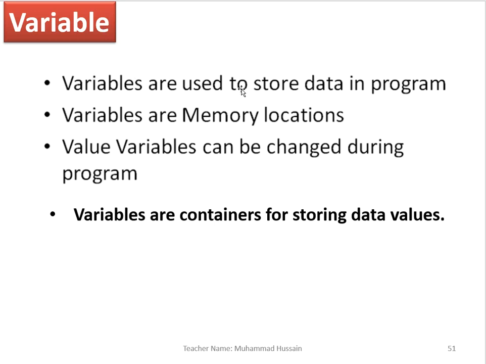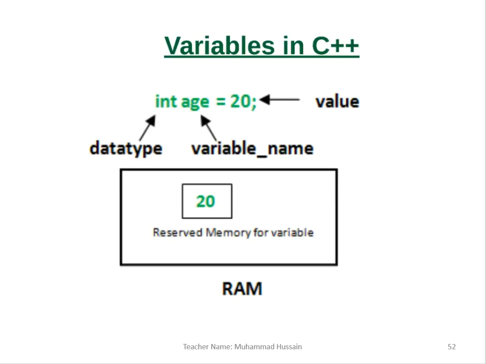Variables are used to store data. So now you have the definition here: variables are used to store the data. Variables are memory locations. Variables can be changed during the program; we will learn how. Variables are containers, actually we say blocks, for storing data values. So I think you have understood now. This is the concept here: data type, variable name, value. This is the memory block containing 20. This is your RAM.